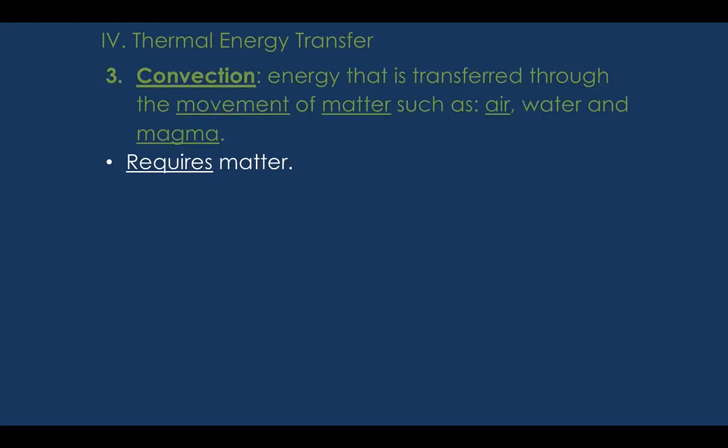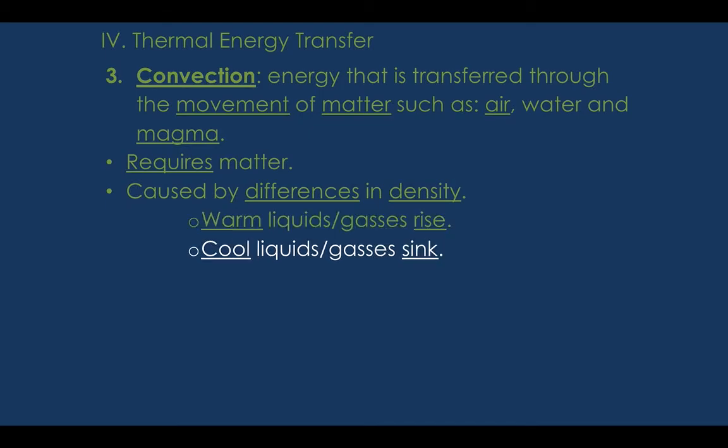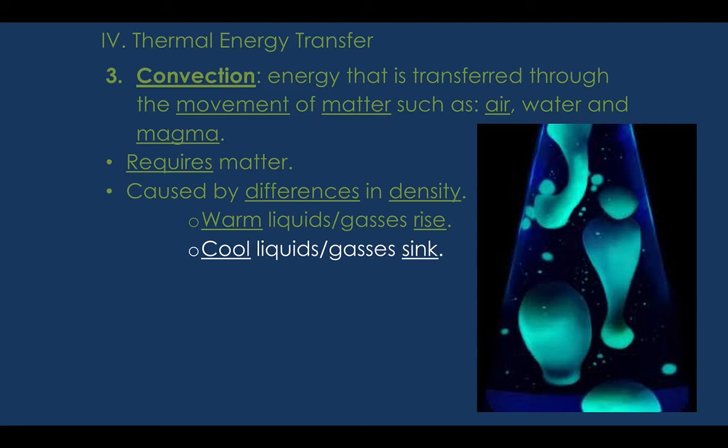And convection requires matter, and it's caused by differences in density. So think back to that lava lamp example. We talked about this as we were talking about the Earth's interior. And think about how the lava lamp works because of differences in density. Something that is warmer than everything else around it will be less dense than everything else around it, so it will rise. And things that are cooler than everything around them are going to be more dense, and so they will sink. All right, remember how the lava lamp works.